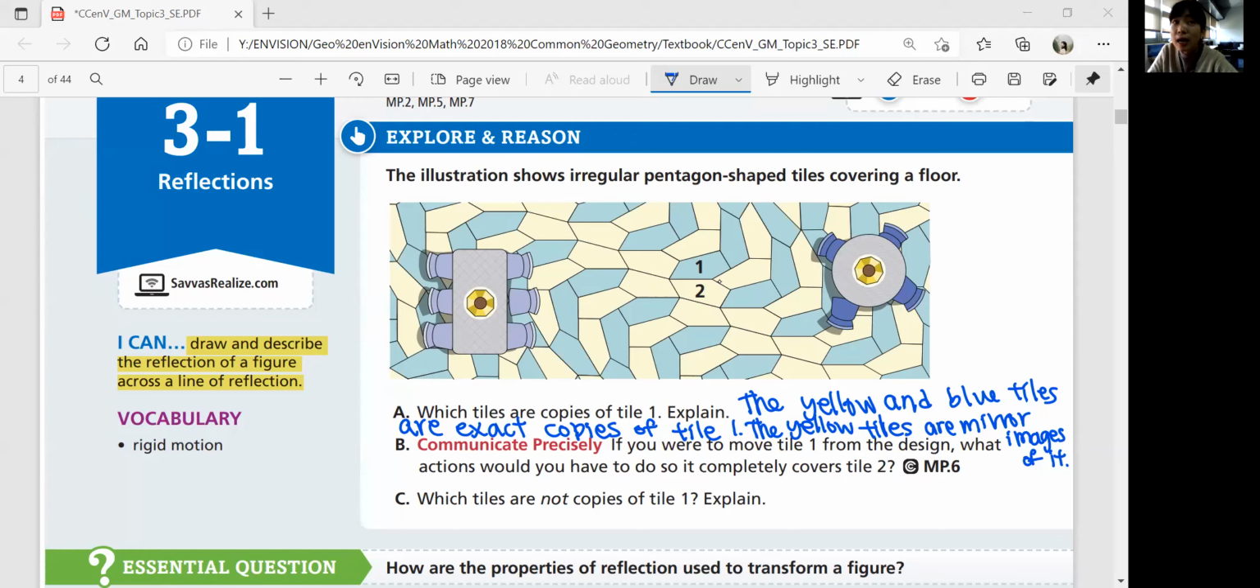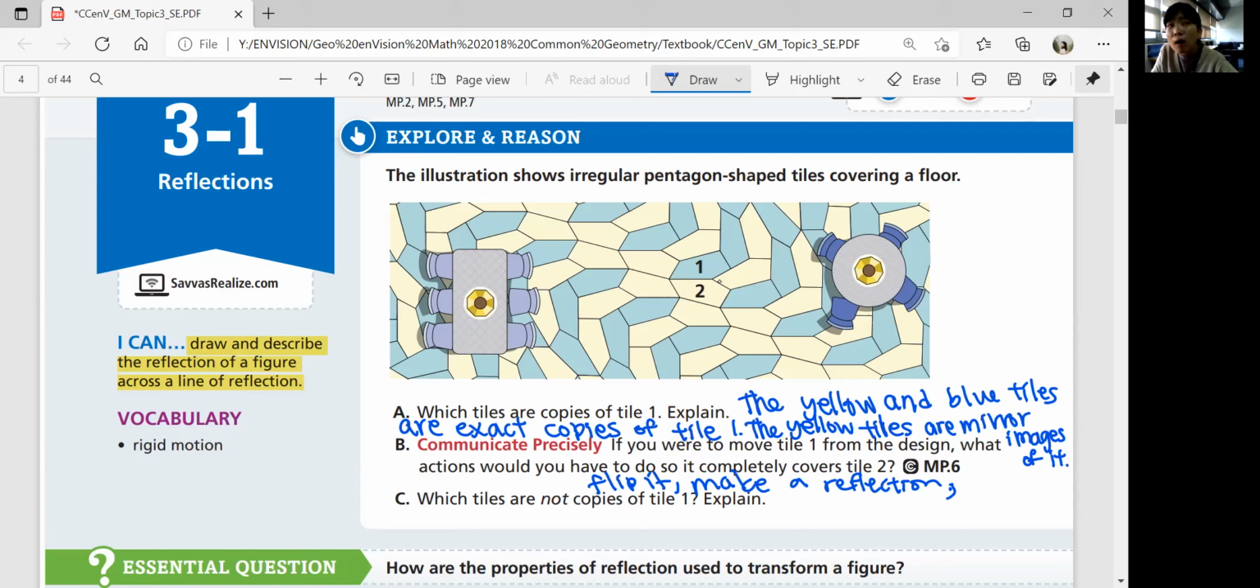Reflection. You could slide, turn, and flip, right? So those are the actions that you know. Flip it, make a reflection out of it. Okay. Which tiles are not copies of tile 1? Or if you look at other tiles, which tiles are not copies of tile 1? Can you see any tiles that are not copies of tile 1?